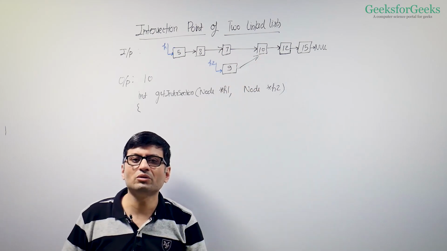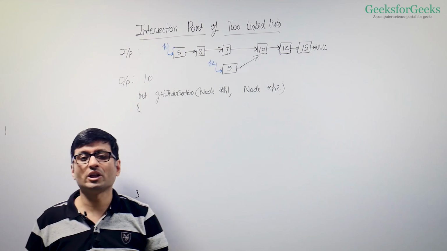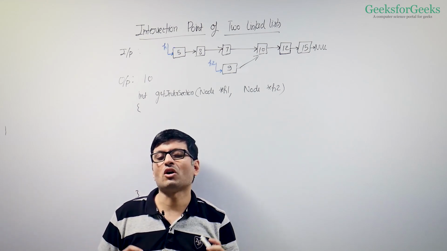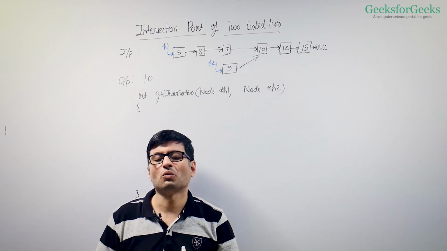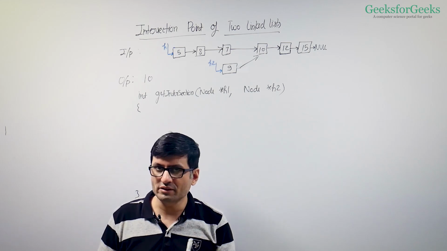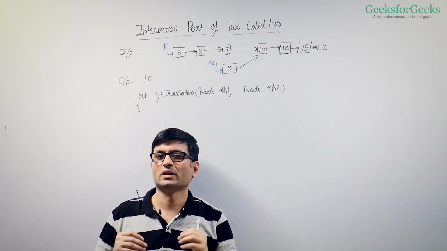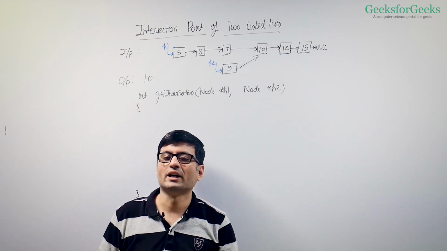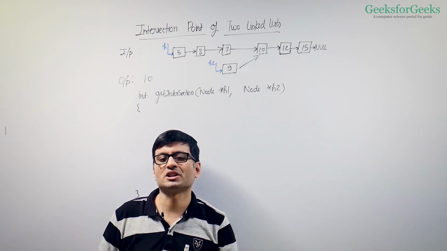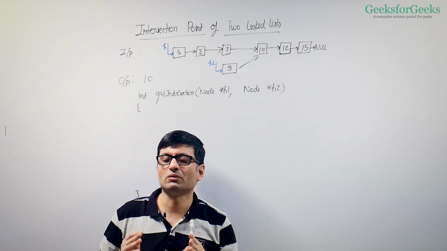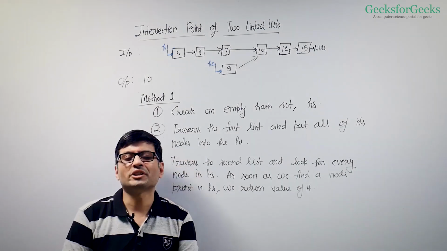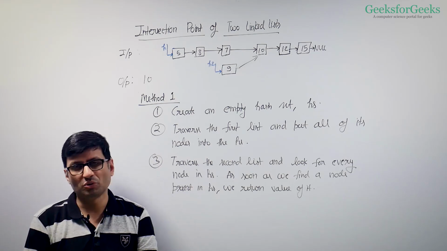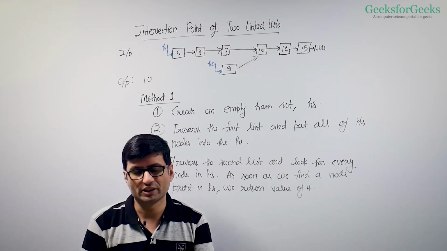Please pause this video and try to think of a solution. Think of any solution. We'll talk about two solutions here. One is big O of m plus n time and big O of m plus n extra space. And then we'll talk about a solution which is big O of m plus n and big O of 1 extra space. So method 1 is easy to guess and most of you must have guessed it.